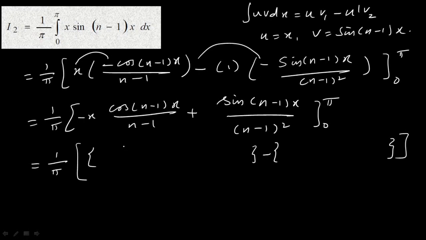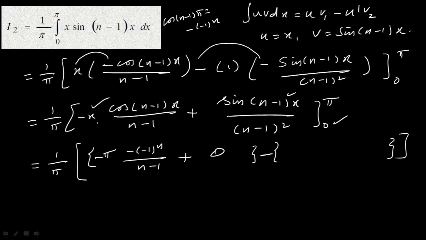So if you replace x by pi, that is minus pi cos of n minus 1 pi. As I told you already, cos of n minus 1 pi is equal to minus of minus 1 whole power n, isn't it? So minus of minus 1 whole power n divided by n minus 1 plus sine of n minus 1 pi. Sine of n minus 1 pi is 0. Coming to the lower limit, minus. Replace x by 0. If you replace the first term x by 0, this x is in product, so 0 into anything, 0. First term becomes 0. Plus coming to the second term, sine of 0. Sine 0 value is nothing but 0.